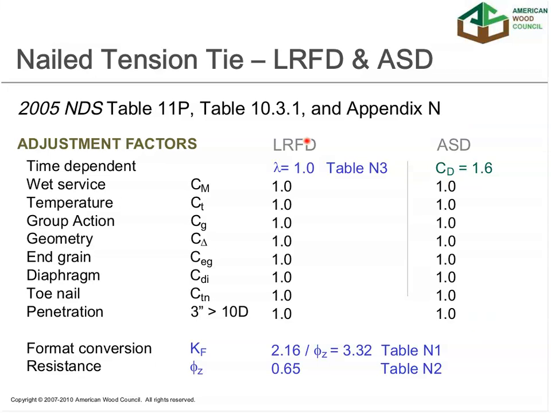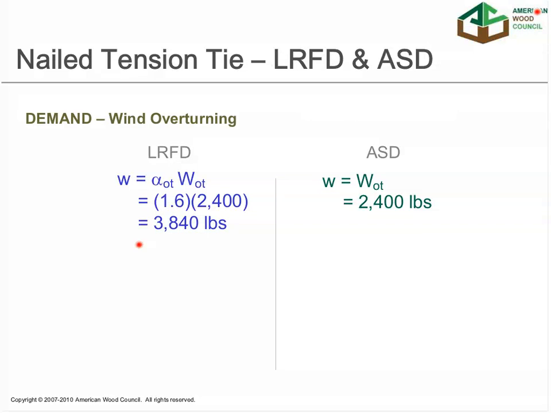We take a look at the LRFD design. As we talked about in the first session, the time effect factor for LRFD has a baseline for lateral loads, and so the time effect factor in this case is 1. And then we have additional format conversion factor of 2.16 over phi and a resistance factor of 0.65. So we go to the next slide. We're going to calculate our loads. For the ASD, it's 2,400 pounds. For LRFD, it's 1.6 times that for 3,840 pounds.